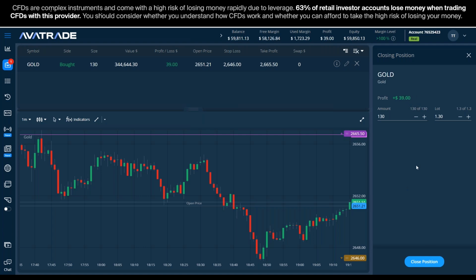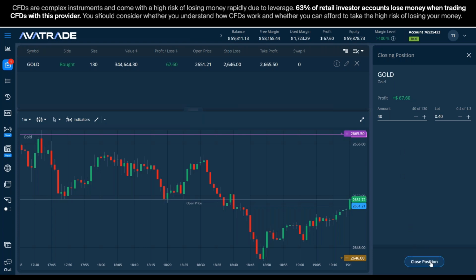So let's say it was at a spot where I'm up, I don't know, 500 or 1,000, and I decide, okay, now I want to close part of the trade. So I could put the lot size that I want to close. I could change from 1.3 lots to 0.4, closing a little less than a third of it. And if I close the position, it'll only close that portion, and I'll pocket that portion of this profit.